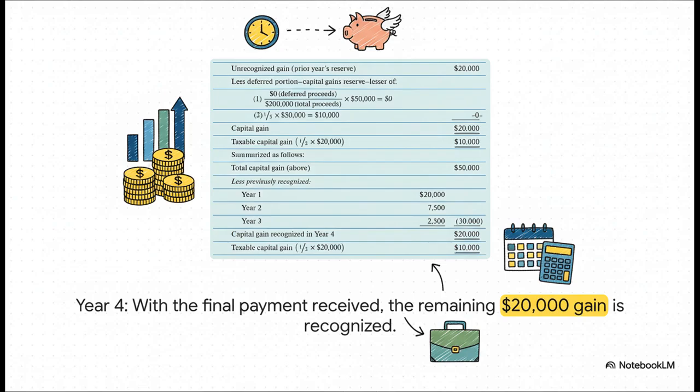And finally, year 4, the last payment comes in. Once all the money's been collected, that's it. You have to recognize whatever is left of the gain. No more deferrals are possible. In this case, that's the remaining $20,000. And just like that, over 4 years, the entire $50,000 gain has been reported.